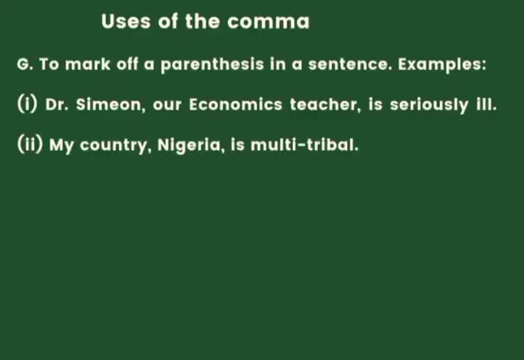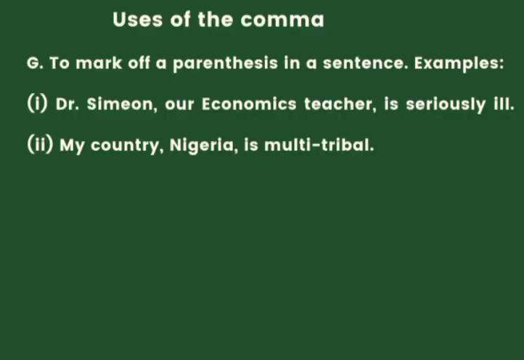When we go to another one, to mark off a parenthesis in a sentence. What do you mean by a parenthesis? A parenthesis, like, you know, these brackets. Something you use to set off, like a bracket, in a sentence. So instead of using a bracket, we can use a comma. The comma and the parenthesis mean the same thing. They do the same function. They perform the same work. That's what we mean by parenthesis.